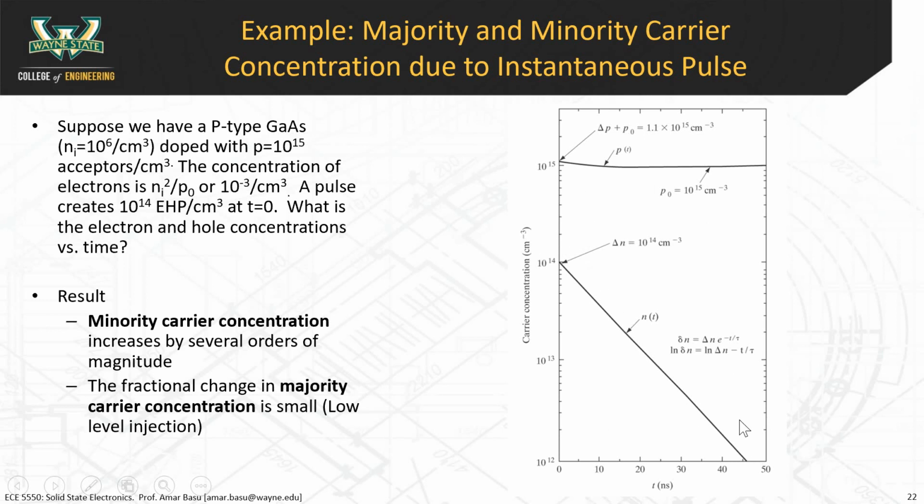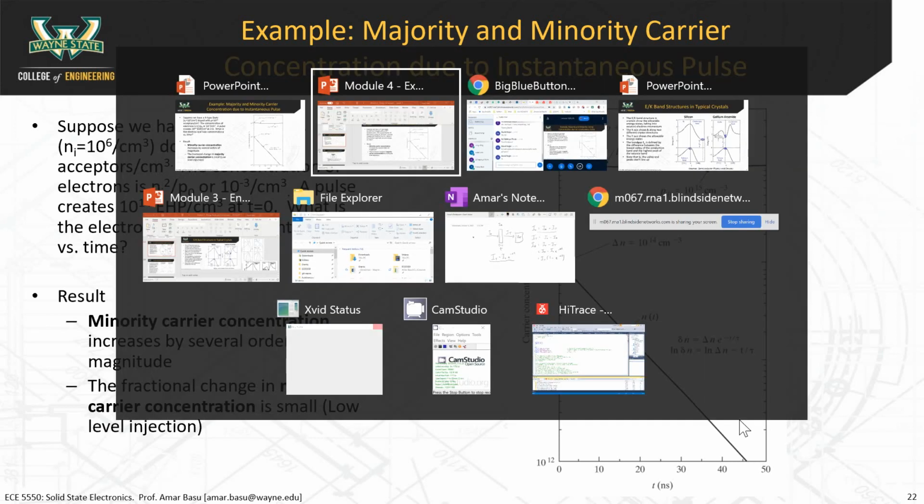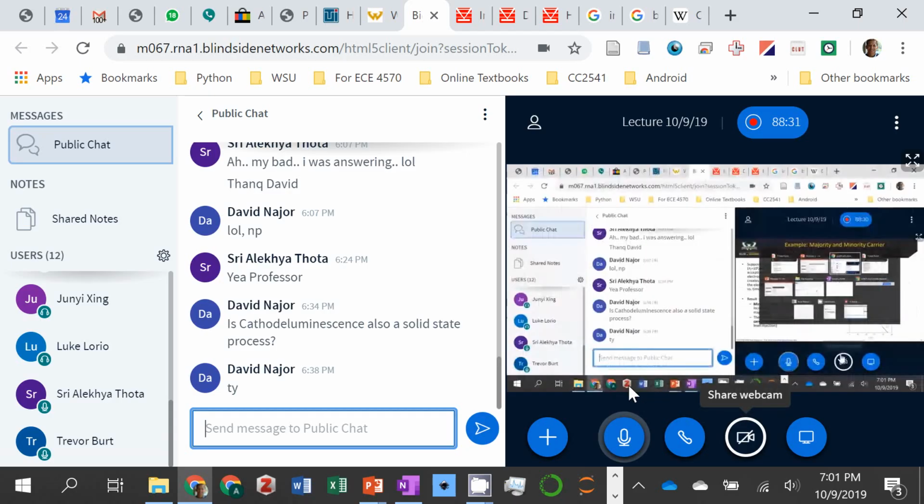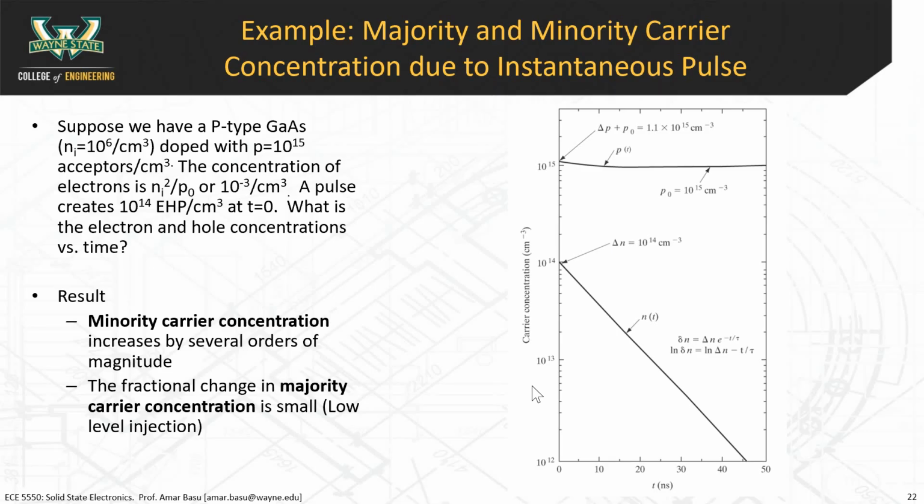Okay. Let me check if we have any quick questions here. Okay, no. So the message here is that the fractional change in the majority carrier concentration is small. The fractional change in the minority carrier concentration is large.